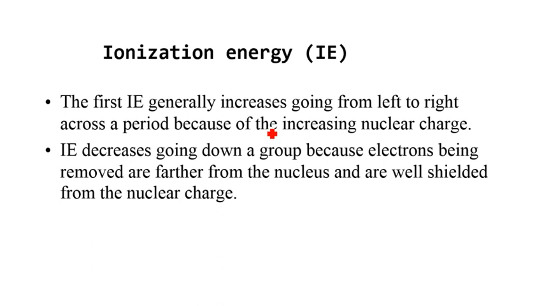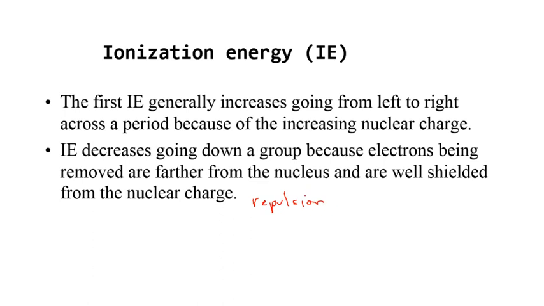First ionization energy generally increases going from left to right across a period because of increasing Z effective nuclear charge. That doesn't mean it's perfect. IE decreases going down a group because electrons being removed are farther from the nucleus and are well shielded from the nuclear charge. You want to mention repulsion when you discuss shielding.